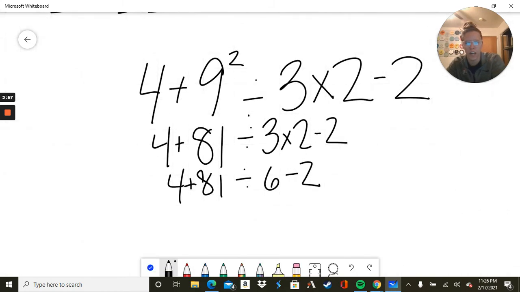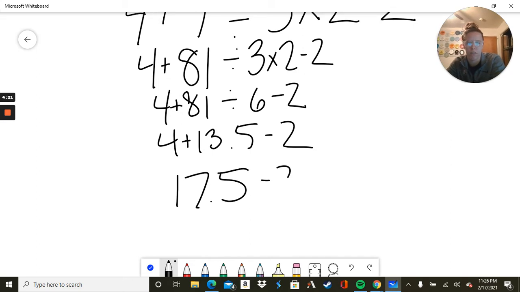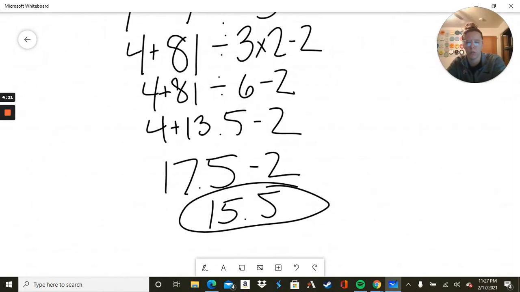Next, division, 81 divided by 6. Now, maybe you know that off the top of your head, but I do not. So, 81 divided by 6 is going to be 13.5. I know it's not the easiest number, but it's okay. All right. Then, addition, 4 plus 13.5, 17.5. Finally, minus 2 leaves us with an answer of 15.5. Okay, so we're definitely getting there.